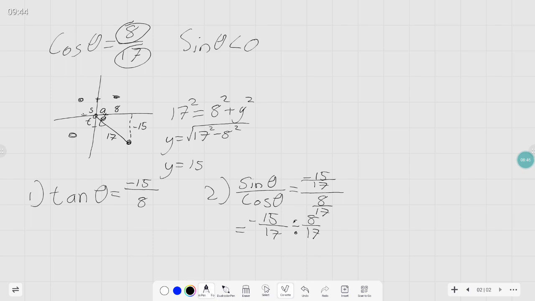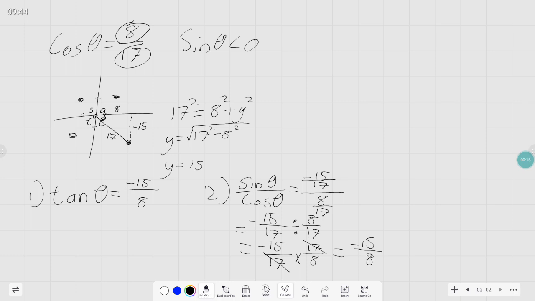If I divide with a fraction, what must I find? I find my reciprocal. So this is the same as saying negative 15 over 17 times 17 over 8. What happens? These two cancel. So what am I left with? I'm left with negative 15 over 8.